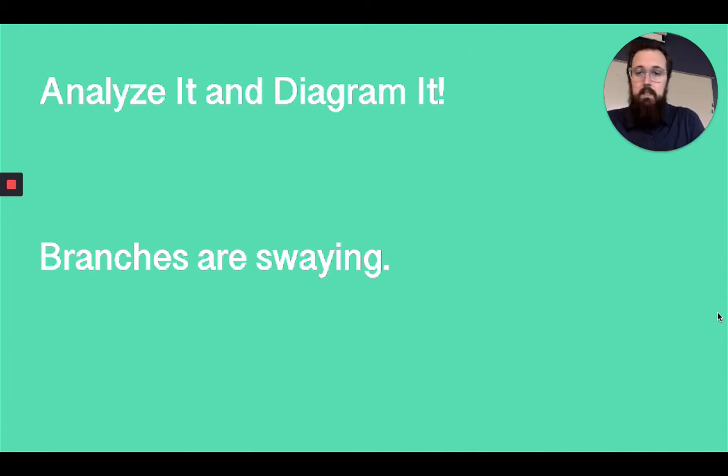This sentence is about branches. I'm going to underline the subject. Branches is the subject because it's what the sentence is about. I'm going to put a capital S above my subject.